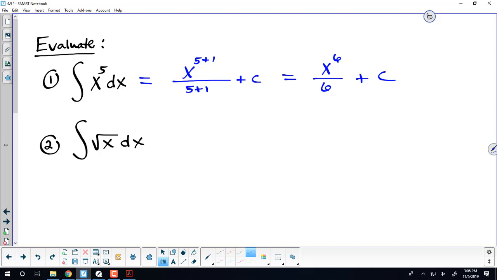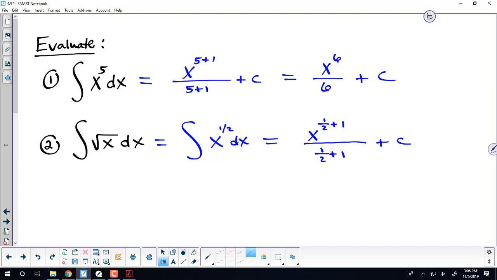Okay, we've got a radical here. We're going to rewrite that as x to the 1/2 power, and then apply the power rule. To find the antiderivative, we add 1 to the power and divide by the same result. So x to the 1/2 plus 1 power divided by 1/2 plus 1.